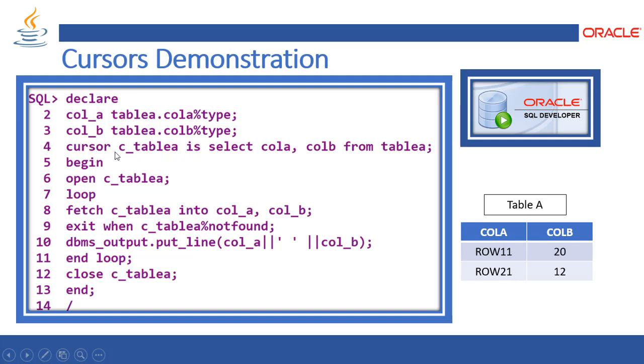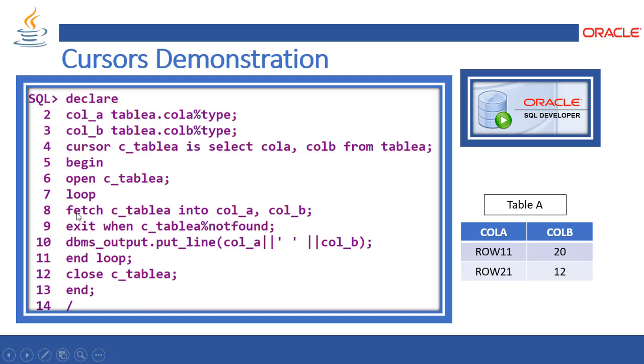Cursor, here I am defining the type of my pointer. Cursor c_table_A is select column A, column B, which are my column names, from table A. Begin. Open. Here I am opening the cursor. This is my cursor name: open cursor name. Start with a loop.